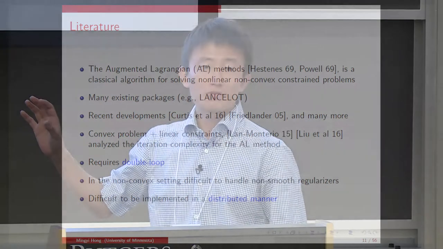Unfortunately, these algorithms require a double loop. There's an inner loop where the primal problem has to be solved to global minimum, and then there's an outer loop to update the dual variables. However, in the setting of distributed optimization, a double loop is not preferable because the agents have to agree on consensus or something before you can update another variable, which is not very convenient.